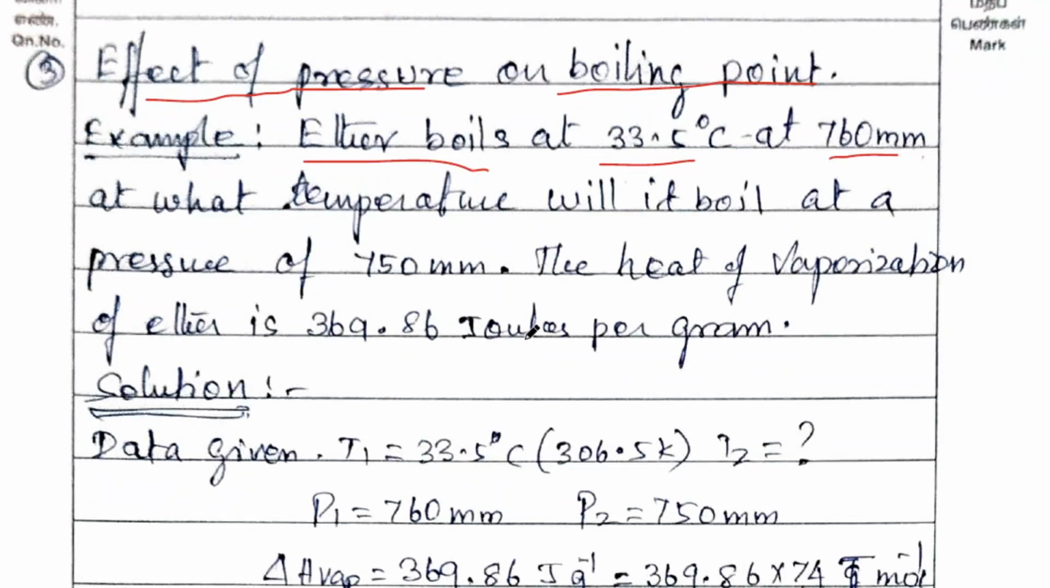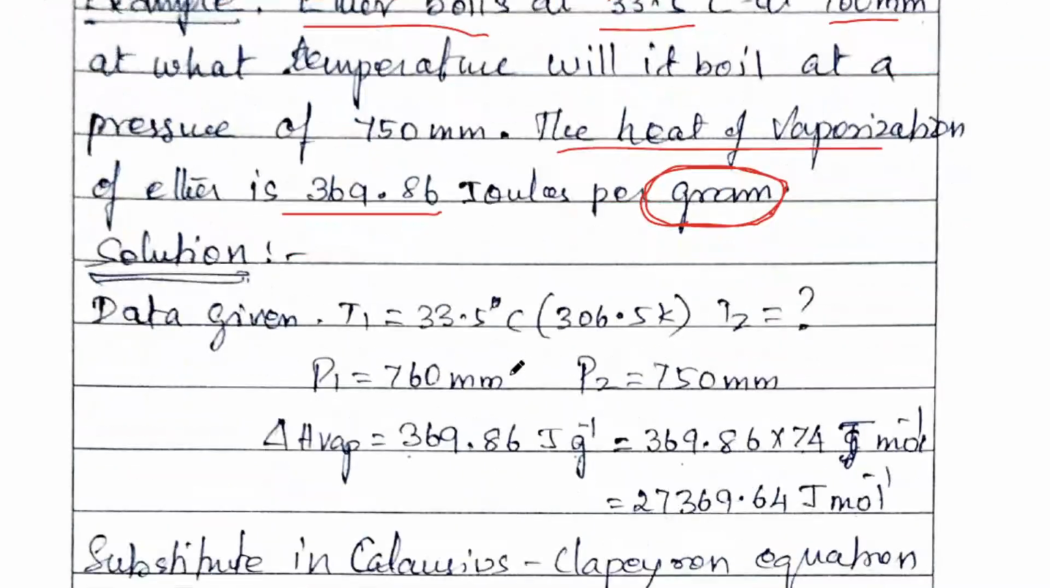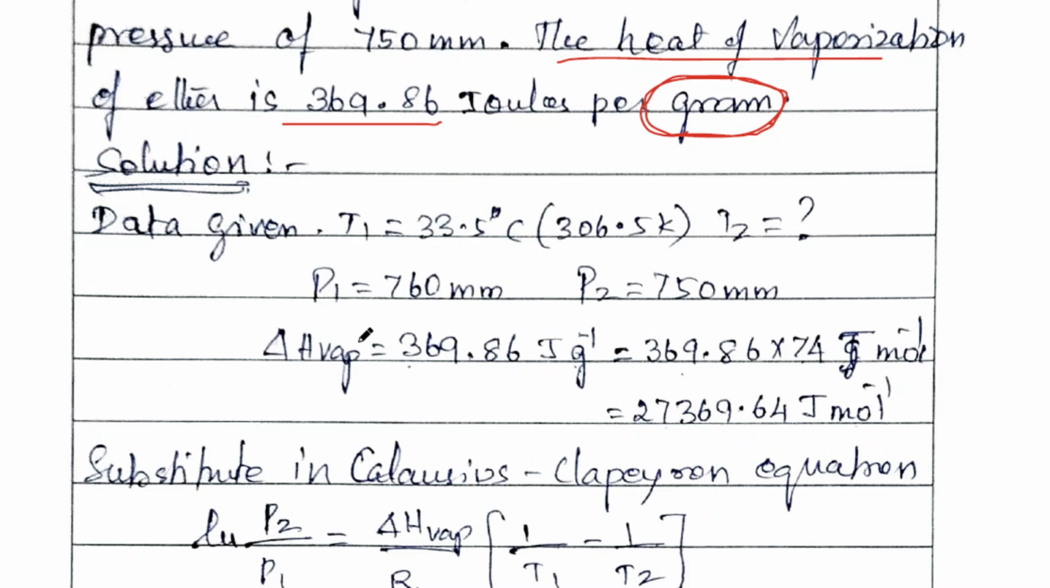For that we need a heat of vaporization value, which is given in the problem. The heat of vaporization of ether is 369.86 joules per gram. You have to note here that it is not per mole, it is per gram, and therefore we have to convert that to per mole. Okay, let us solve this problem. First, let us take all the data given.